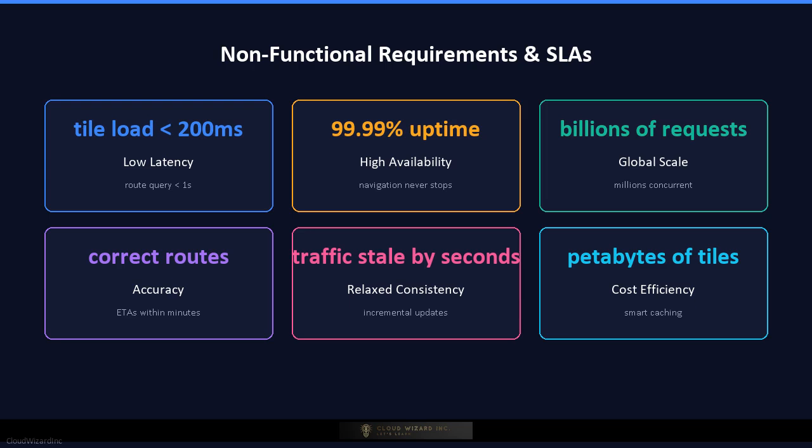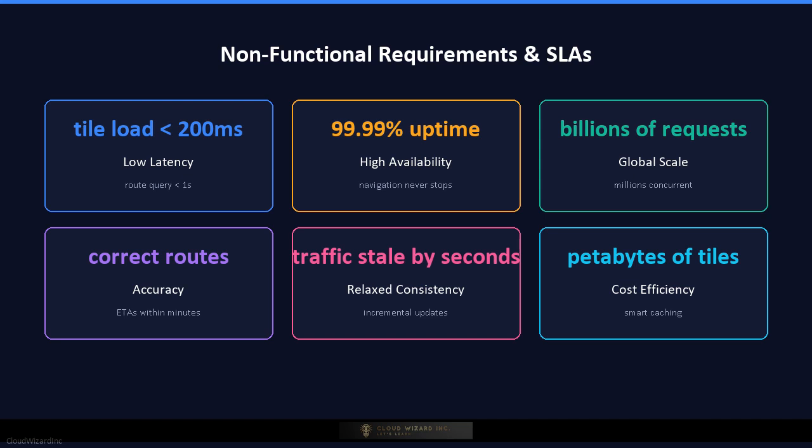Now the non-functional requirements. Latency is critical. The map must feel instant, so tile loads should be under a few hundred milliseconds and routing responses should be under a second. Availability must be extremely high because navigation is used in safety-critical situations across every time zone. The system must scale globally to serve billions of requests per day from millions of concurrent users. Accuracy matters for routes, ETAs, and search results. A wrong route or late ETA directly hurts the user experience.